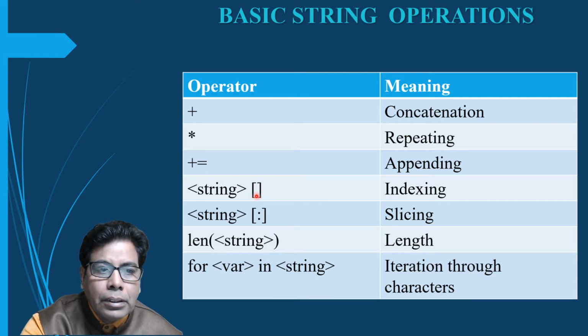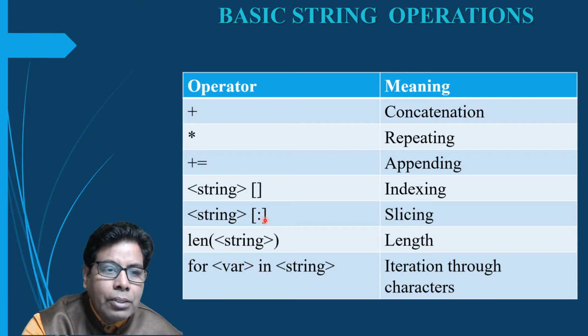The next operator, the square brackets, is used for indexing. Whatever number we put inside the brackets will select the particular character in the string. Then the next is the slicing operation, and the operator is brackets with a colon.